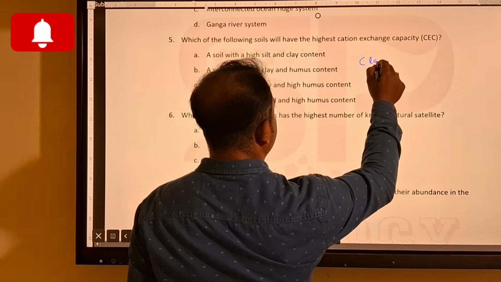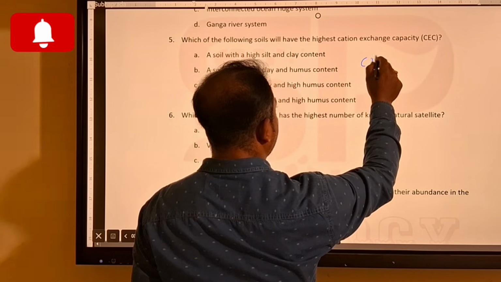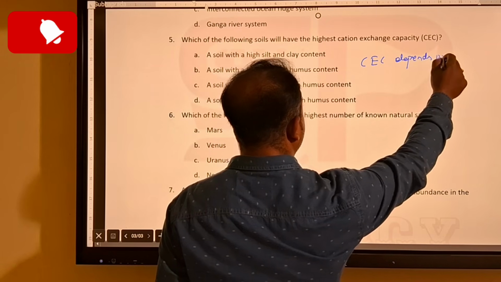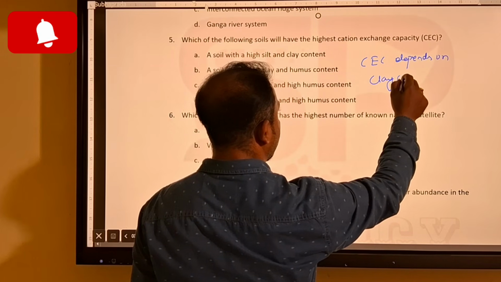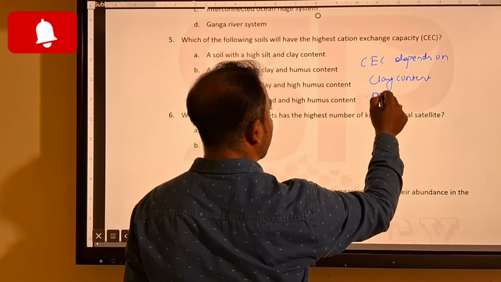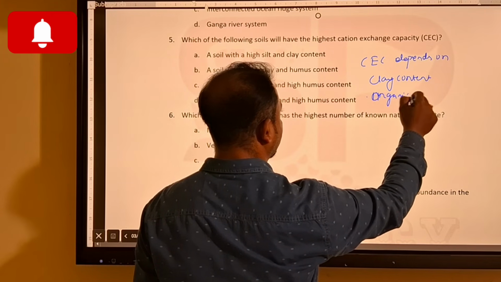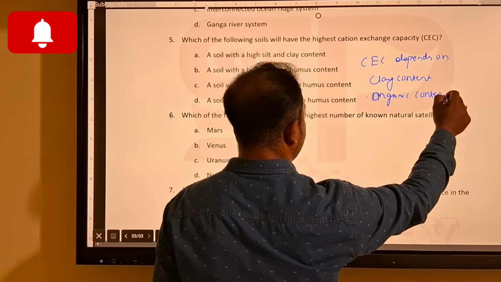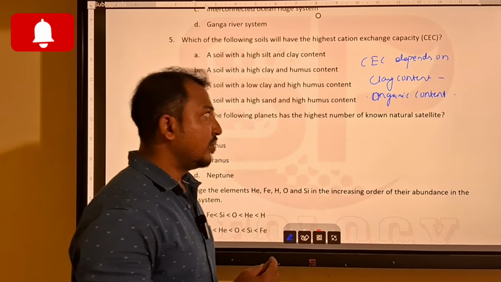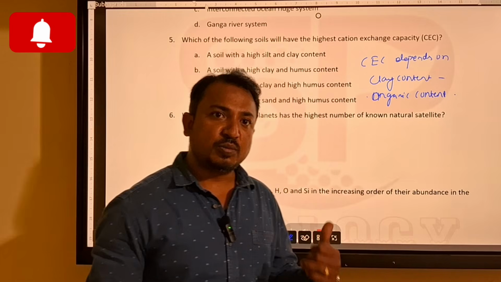So the CEC depends on clay content and humus or organic content. Any soil with more clay content has more CEC, and more organic or humus content also means more CEC.